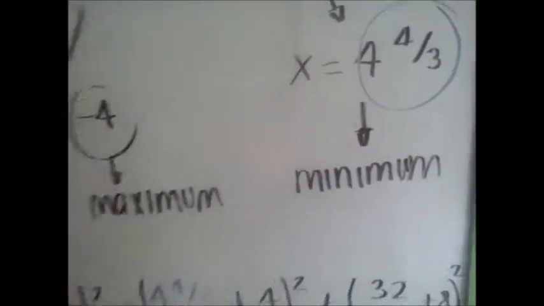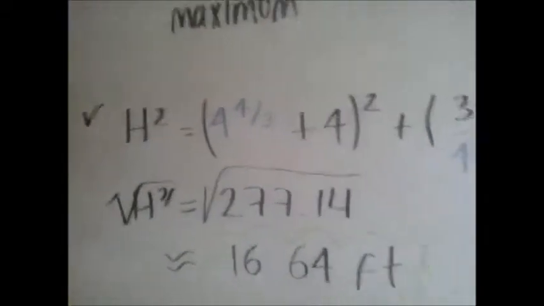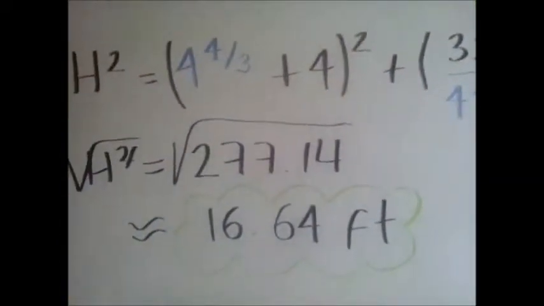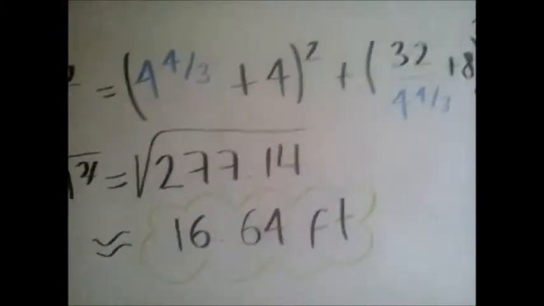We are going to replace it in the original equation of the hypotenuse, and when we replace it in the expression and solve it, after all, we got 16.64, and that is the answer to our problem.